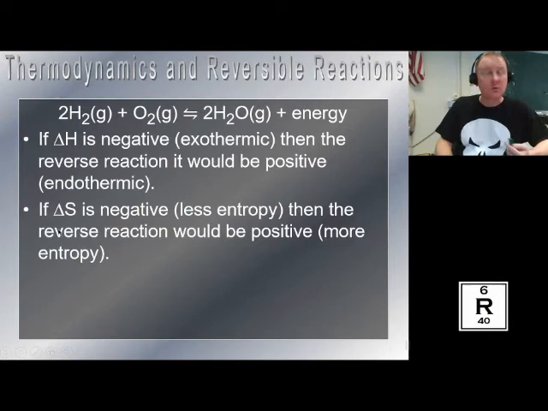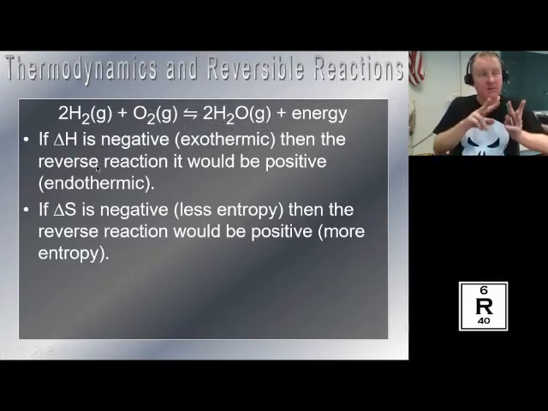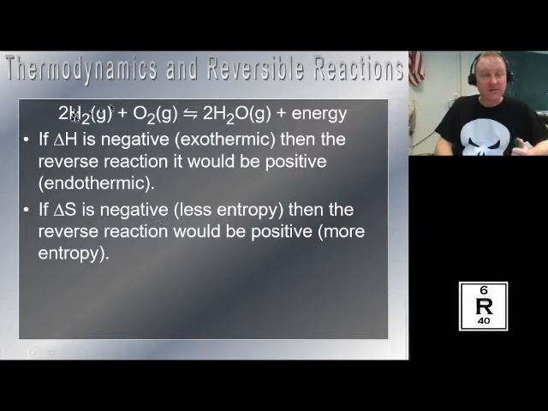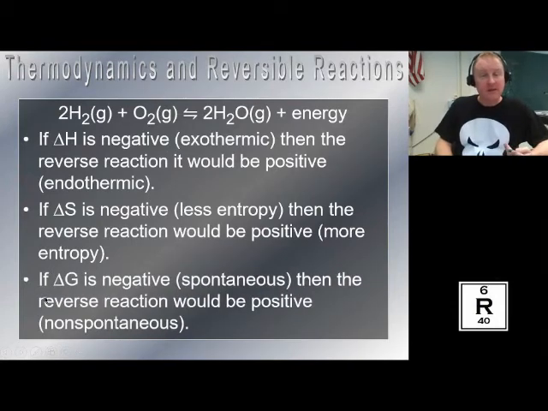This is also true with entropy. If we notice here, we've got 2 plus 1, so 3 moles of gas becoming 2 moles of gas. If the change in entropy is negative, so it's less entropy as we go here, then the reverse reaction would be positive. It's got more entropy. So going from 2 to 3 is more disordered. So as we reverse the direction, we reverse the signs of these things. Finally, if a reaction is spontaneous in one direction, delta G, then the reverse reaction would be non-spontaneous. So whenever you look at thermodynamics, it's the opposite when you talk about the reversible reaction.